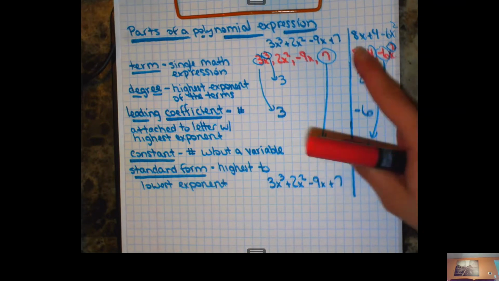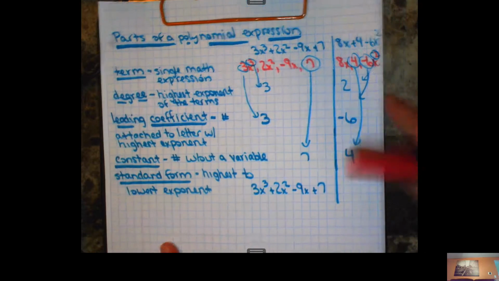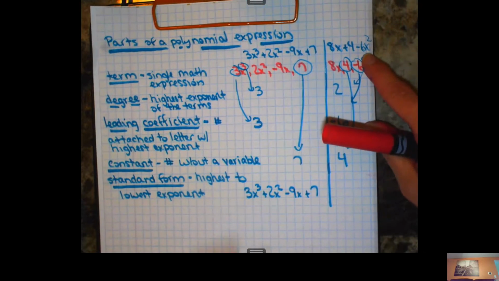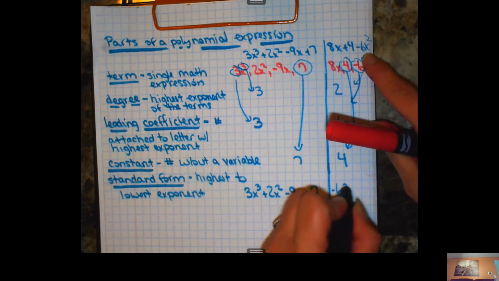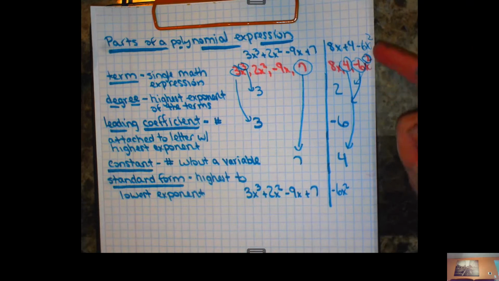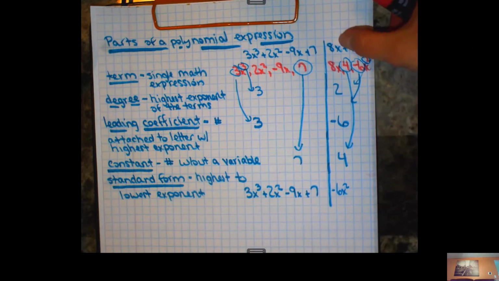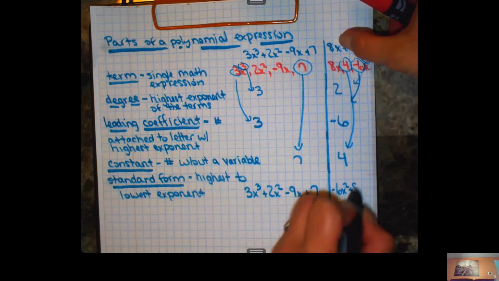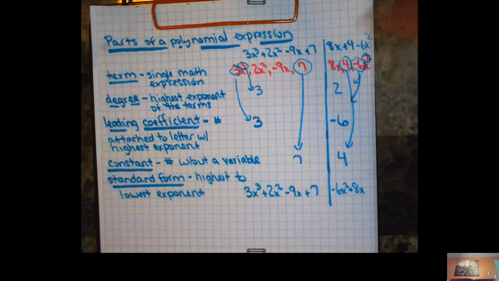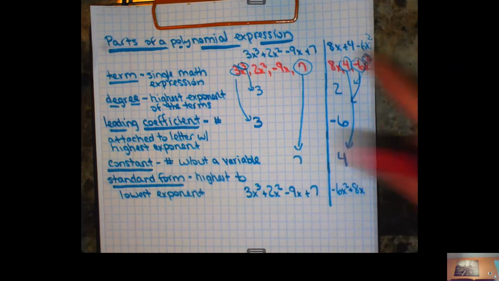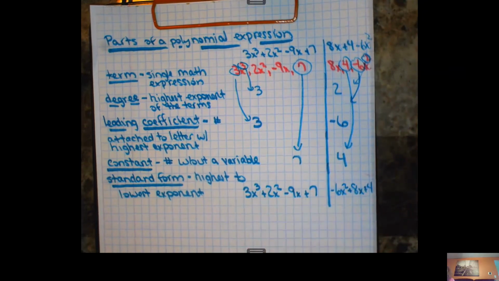If you look at this expression, the highest exponent is over here, so that term goes first. So negative 6x squared goes first. The next highest exponent would be a 1, and this has an imaginary 1, so the 8x goes next, so plus 8x, since it's positive. And then we have a number without a letter that goes last, so plus 4. That's standard form.